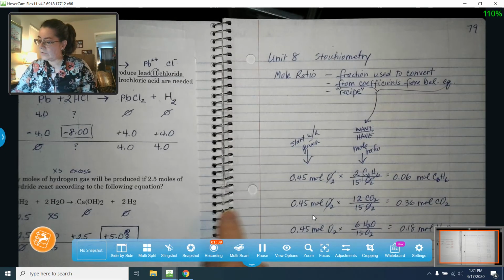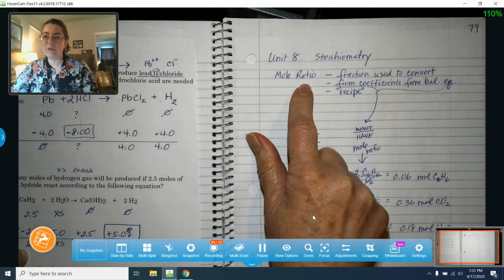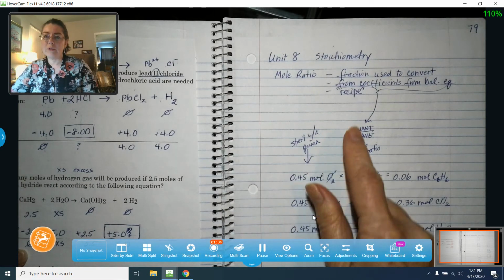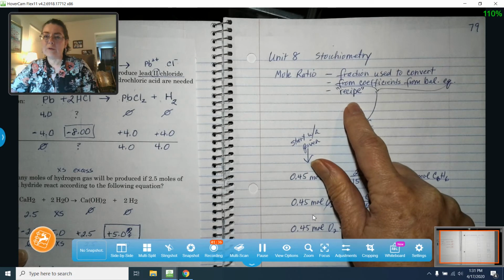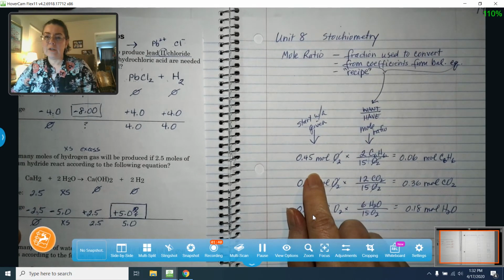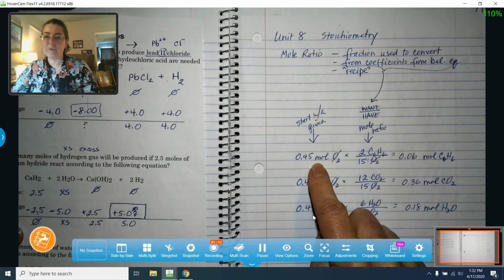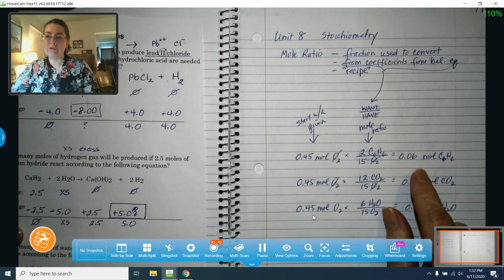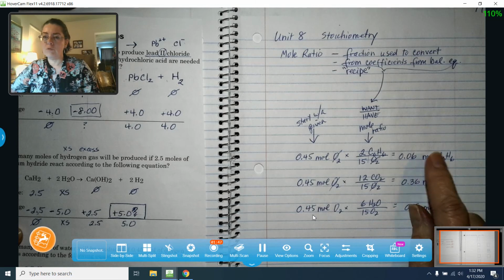And then we learned what a mole ratio was. It comes from the balanced equation. We use it as a recipe. It's another converter, so it converts the moles that you are given in the problem, or what you have, into the moles of the thing that you want, what the question is asking for.